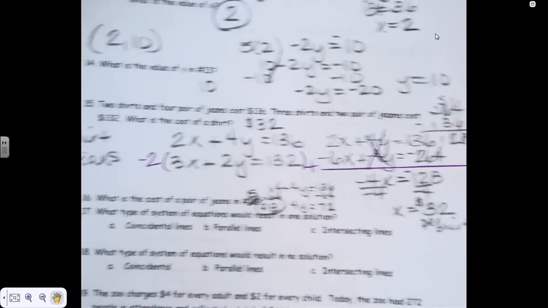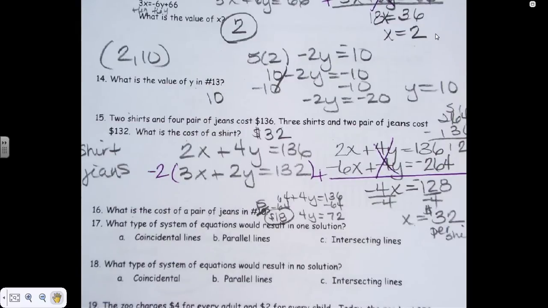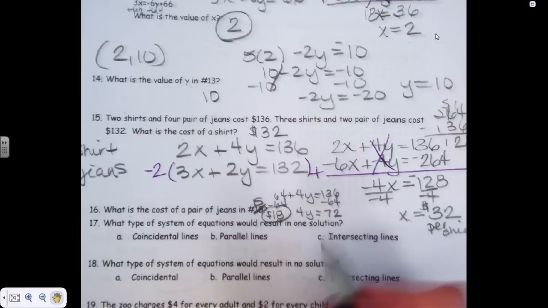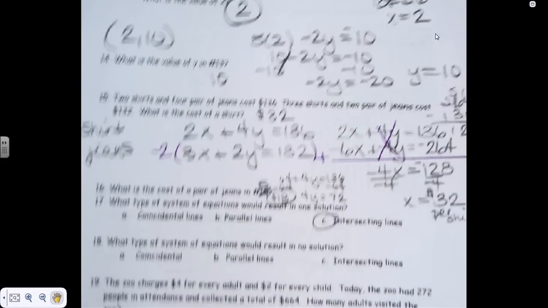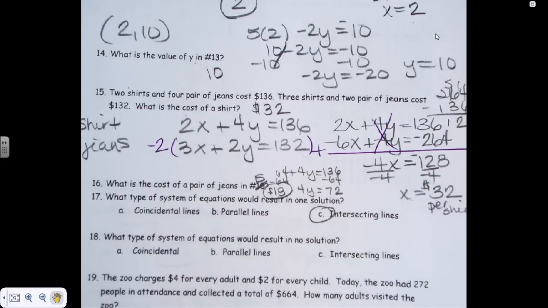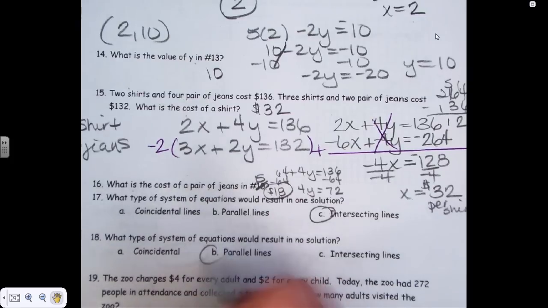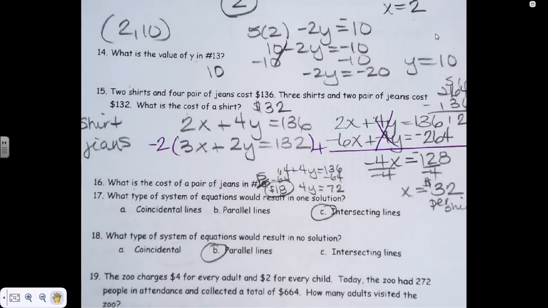Okay, number 17. What type of system of equations would result in one solution? Intersecting lines produce one solution. Number 18, what type of system of equations would result in no solution? Okay, parallel lines produce no solutions. And it's not on here, but coincidental lines produce infinitely many because they are the same line.